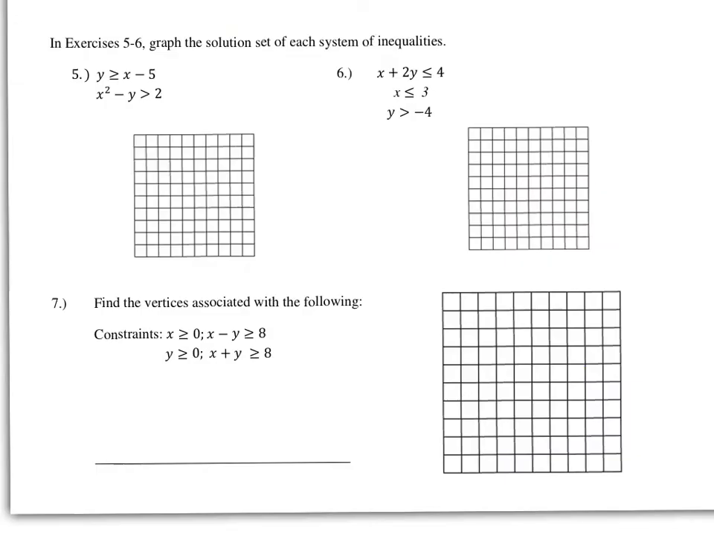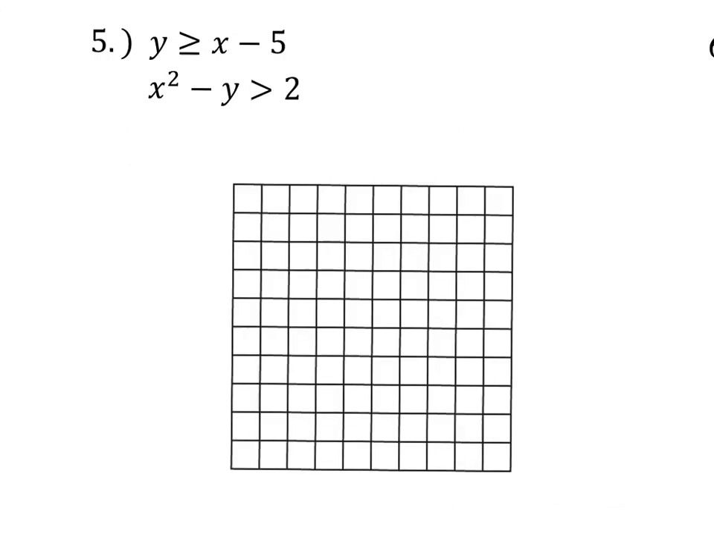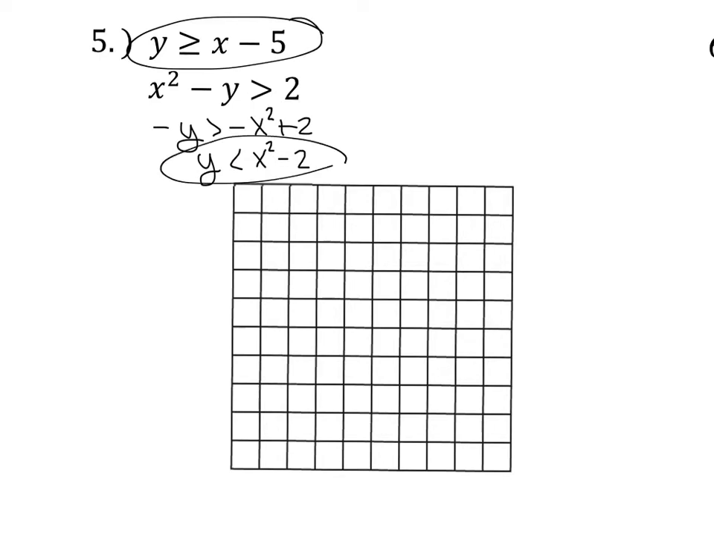Alright, let's look at the next section. It says in exercises 5 through 6, graph the solution set of each system of inequalities. Okay, here on number 5, I have a line, and I have a parabola. The parabola, I'm going to go ahead and isolate my y. And because the y is negative, I'm going to multiply everything by a -1. And notice that I'm switching the symbol for my inequality here. Oh, I forgot my squared. Okay, so now I know I have a line that's solid and a parabola that's dashed.